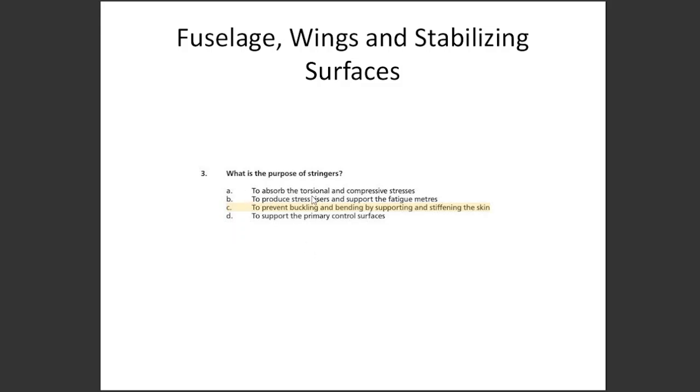A, to absorb the torsional and compressive stresses. B, to produce stress risers and support the fatigue meters. C, to prevent buckling and bending by supporting and stiffening the skin to support the primary control surfaces. So our answer is C, to prevent buckling and bending by supporting the stiffening of skin.